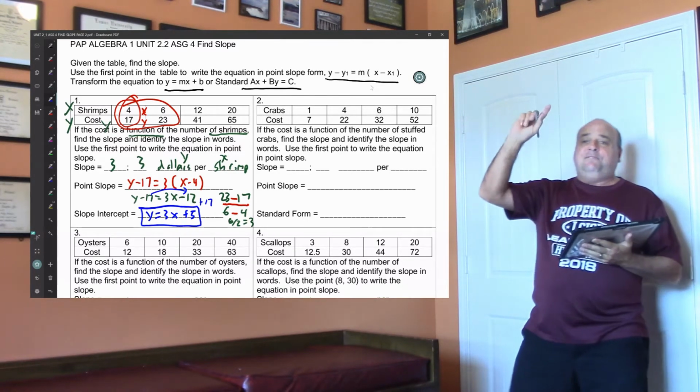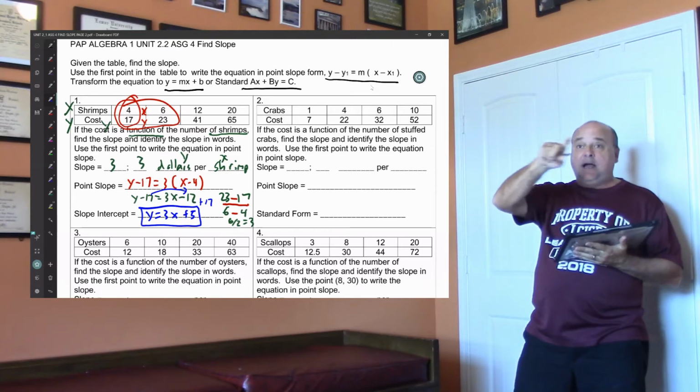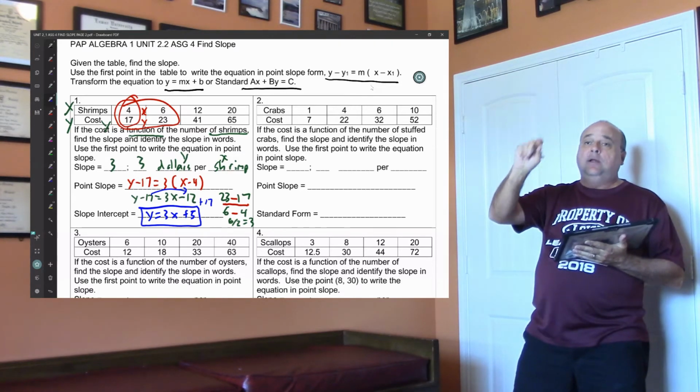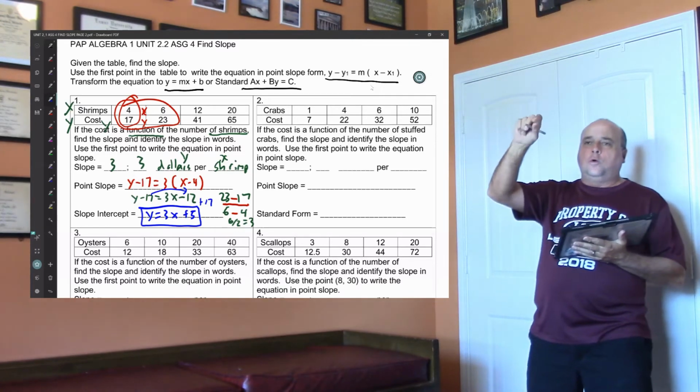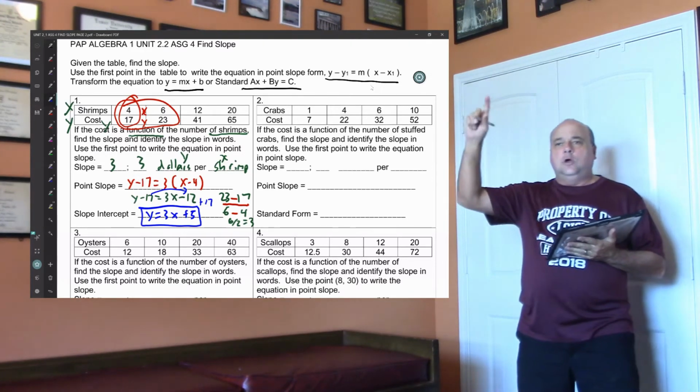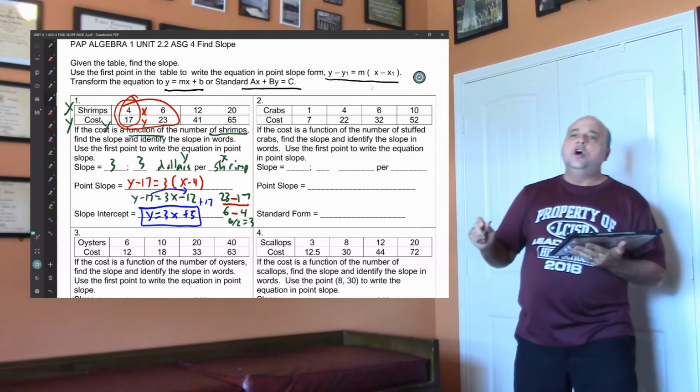So I found my slope. First off, underline function of, get your y and x. Then find your slope, y minus y over x minus x. Use the first ordered pair, plug it into point slope, and transform the equation.